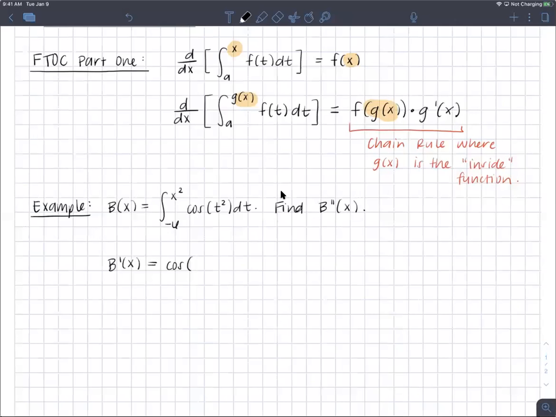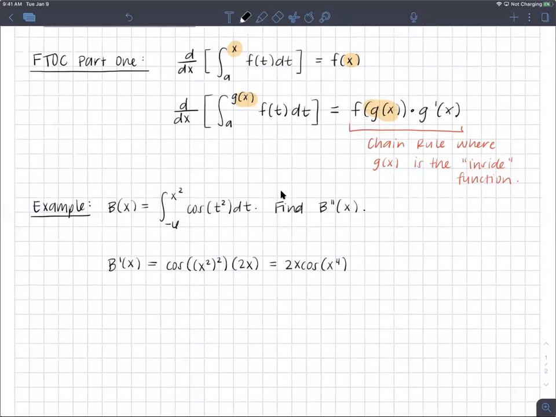Yeah, it's going to be x to the fourth, because you would take your x squared and plug it in for t. And so you're going to have x squared squared, which gives you x to the fourth. But now you need to multiply by the derivative of x squared. So you're going to have times 2x, which is essentially like the one we just did, right? And so this is going to give you 2x cosine x to the fourth.